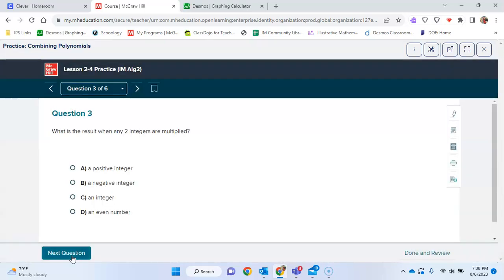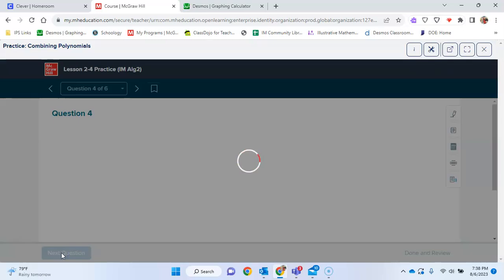Question 3. What is the result when any two integers are multiplied? A positive integer? No, you could multiply a positive times a negative and get a negative. A negative integer? No, you could multiply a negative times a negative and get a positive. An integer? Yes. An even number? No, you can multiply and get an odd number.